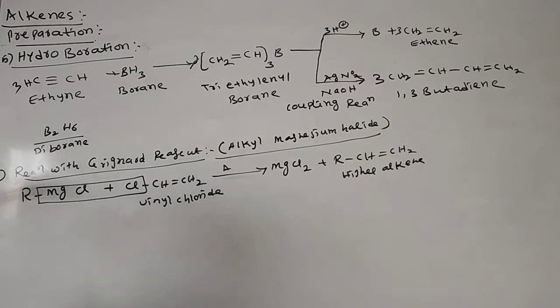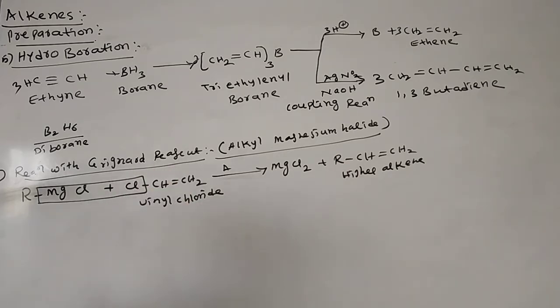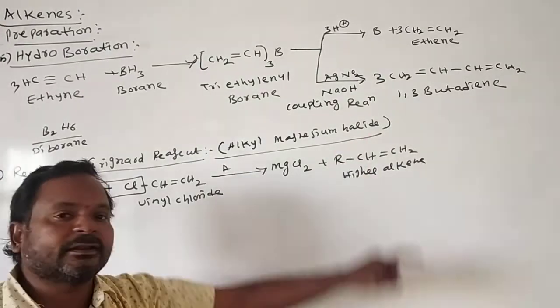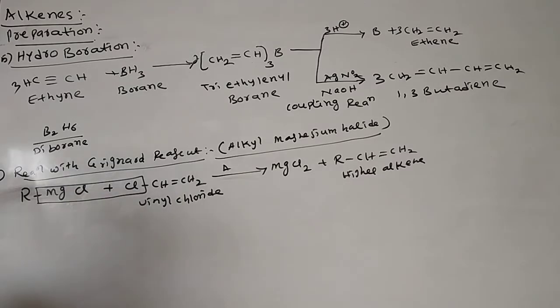This is what we call a higher alkene. In this alkene we have only 2 carbon atoms, but in the product we have 3 carbon atoms. The alkyl group also has 1 carbon atom: 1, 2, 3. So we prepare higher alkenes from the lower alkenes.